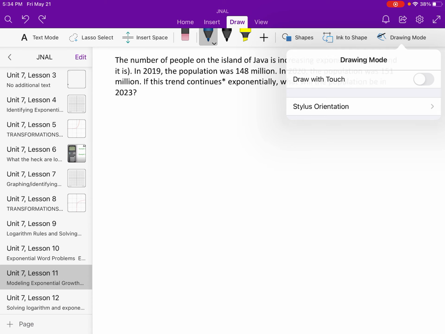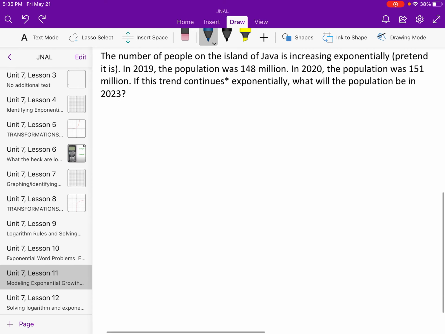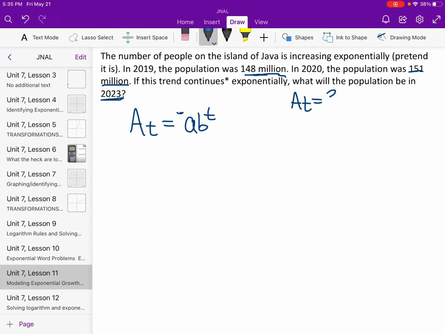So let's put this formula here that we're using. So remember, it's a subscript t equals a b to the t power. Also, this can be a 0, but I think it just looks better like that. And we need to figure out, of all the values we were given, what do they represent? So we have 148 million. We have 151 million. And then we have years here. So if we're figuring out what the population will be in a certain year, that's what we're going to find. So we're going to say a of t is question mark, because we don't know what that is.